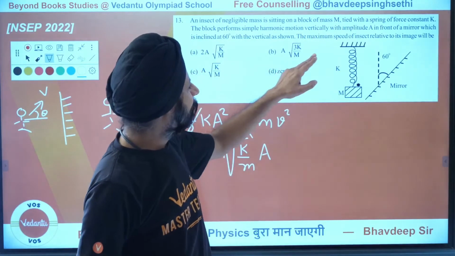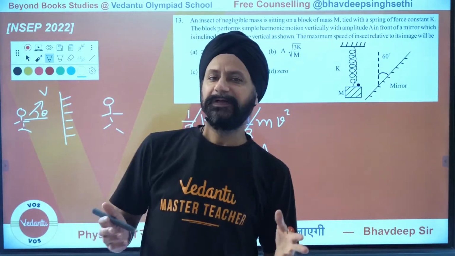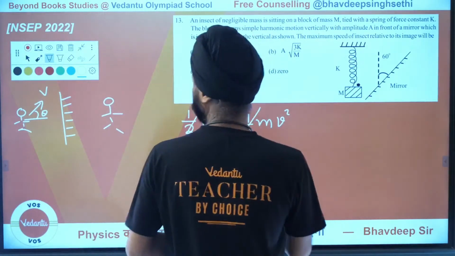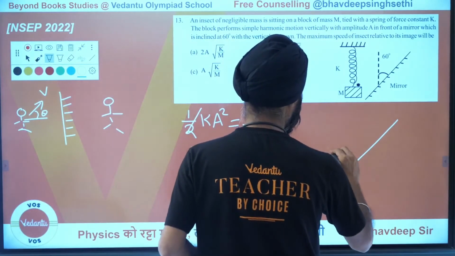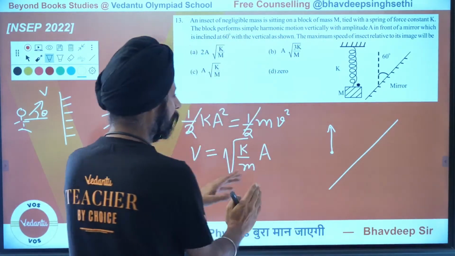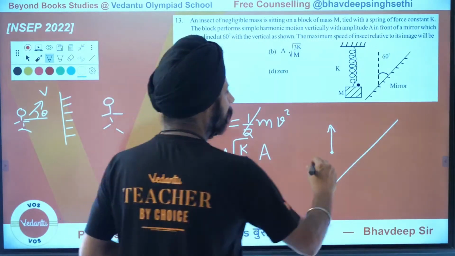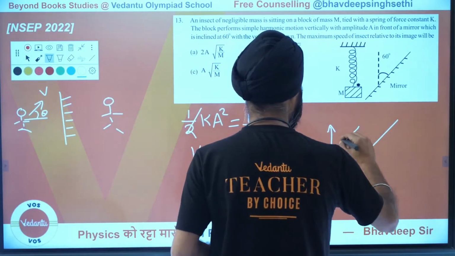But they're saying what is the maximum speed of the insect relative to its image? Now if I were to draw this here, the insect is moving with this velocity here. And they're saying this angle is 60 degrees.